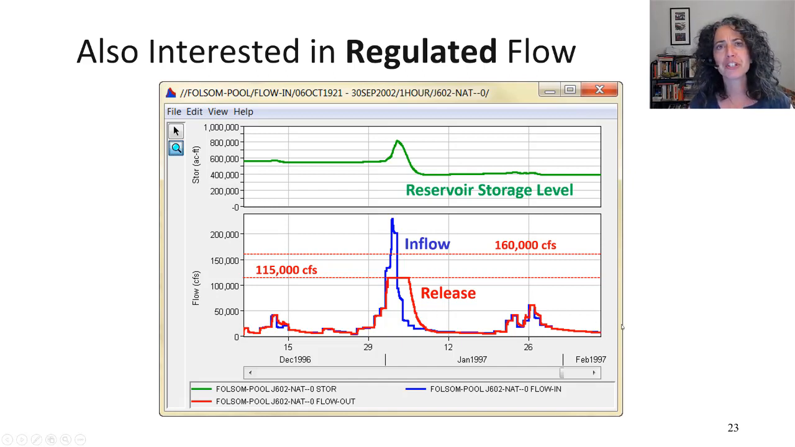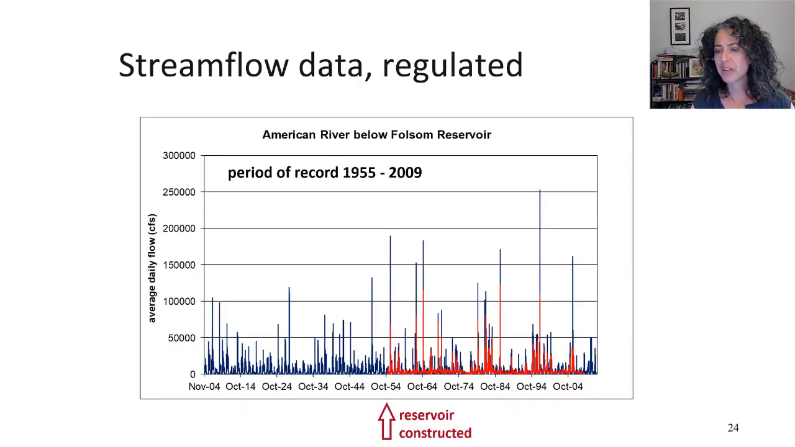So we're interested in building a regulated frequency curve. We can do it in the same way we did an unregulated frequency curve. We have a gauge record, and the values in red are the gauged flows below the reservoir. So this is a shorter record from 1955 to, well, in this case, only till about 2005. We can pull out our annual maximums and do a frequency curve of this data. But we have two issues.